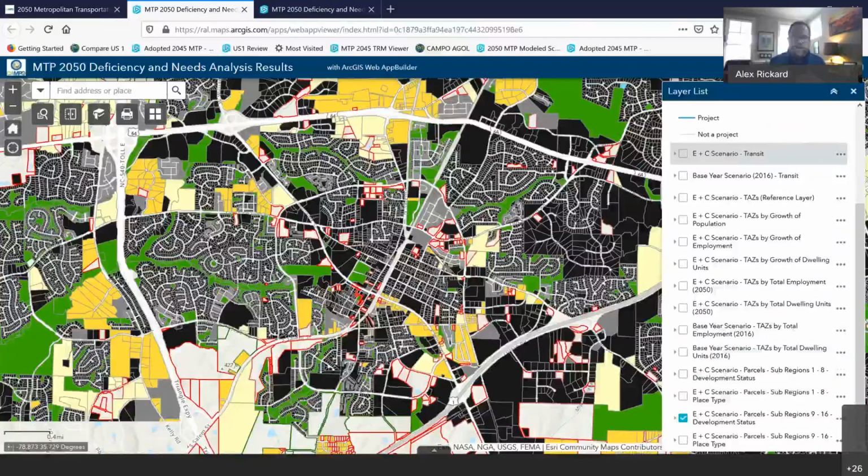So we're not changing the control total. We're still adding X number of people and jobs to Wake County, but we're going to claim a certain percentage of that is going to land on this specific parcel. Did that answer the question? Yeah, I think so.